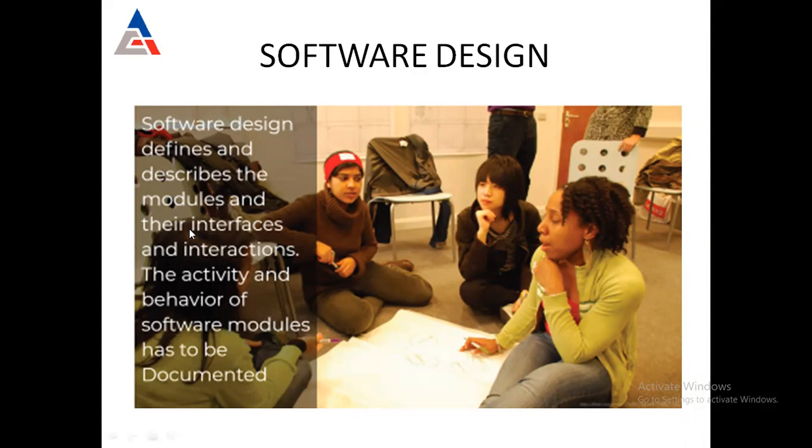So software design defines and describes the modules and their interfaces and interactions. The activity and behavior of software modules has to be documented. How many modules you have to prepare in our software development, how they will interact with each other, and they have to write proper documentation of it. As you can see in the picture, these are all the team of the software engineer that are deciding how we can design the software.